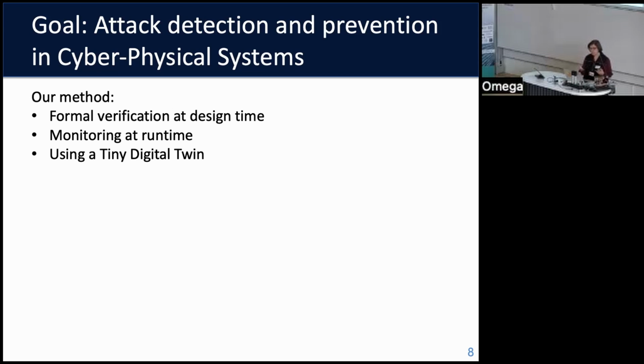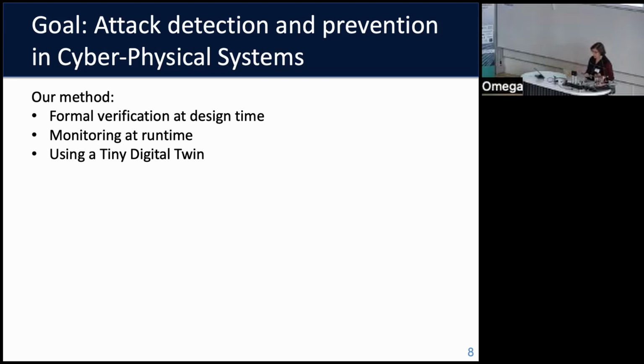Using that model, we do formal verification at design time. Then we have a model and we have the state space of the required or the good system behavior, the required behavior that we want. We use it as some kind of digital twin. So we put it there. And by looking at that, we know if the system at runtime is doing what we expect or not.